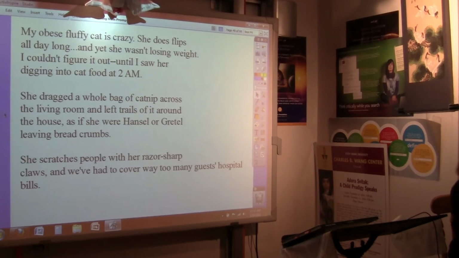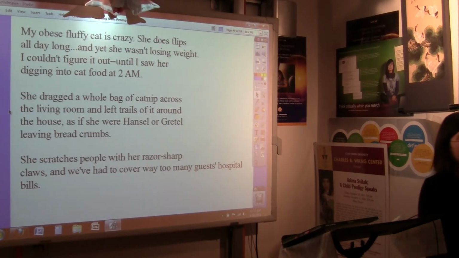My obese fluffy cat is crazy. She does flips all day long, yet she wasn't losing weight. I couldn't figure it out until I saw her digging into cat food at 2 a.m. She dragged a whole bag of catnip across the living room and left trails of it around the house as if she were Hansel or Gretel leaving breadcrumbs. She scratches people with her razor-sharp claws, and we've had to cover way too many guests' hospital bills.